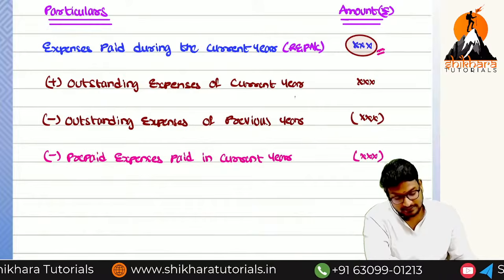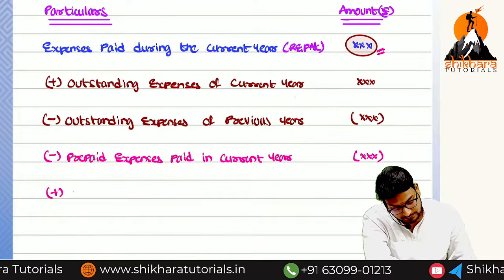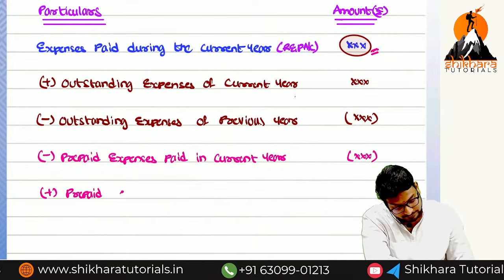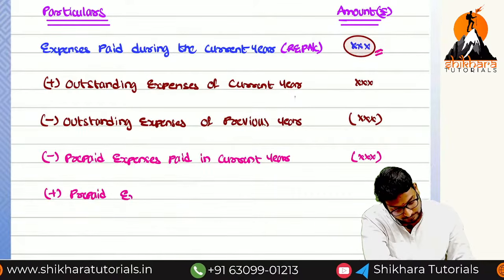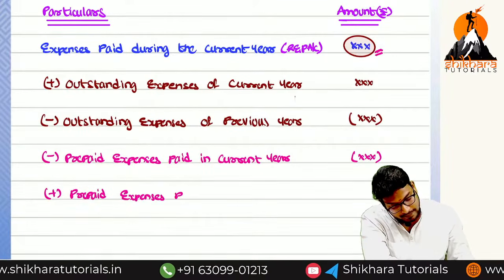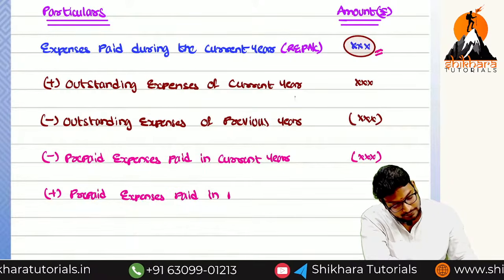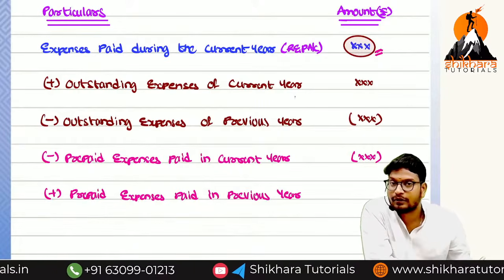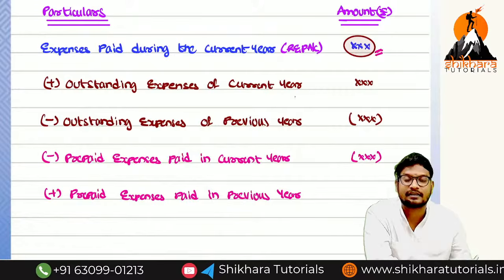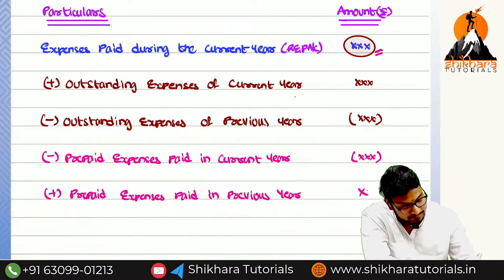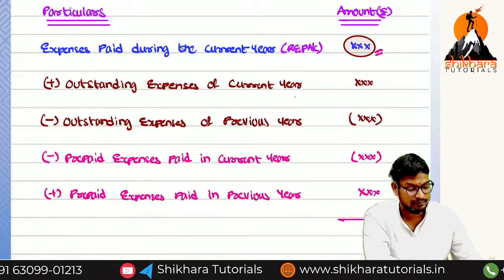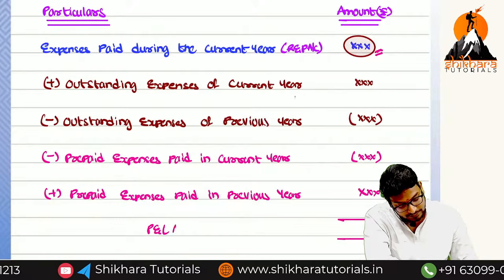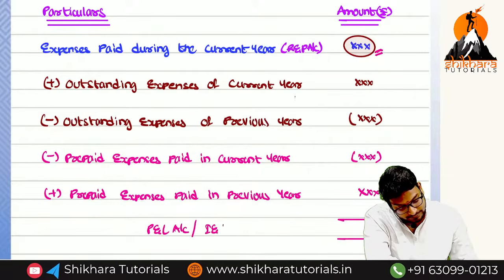Okay, next, what do we have to add? Prepaid expenses paid in the previous year will be included or will not be included? Will not be included, but we have to consider it. That is the reason we are going to add it back. Then what we are going to get is the closing balance, nothing but the P&L account or income and expenditure account.